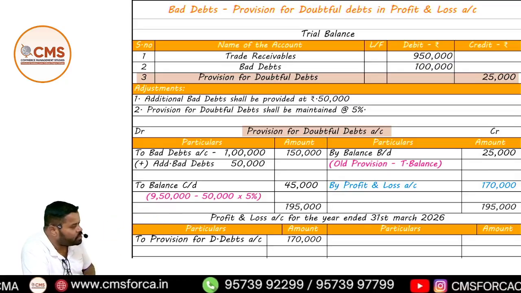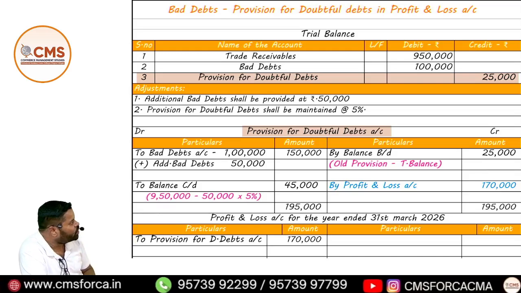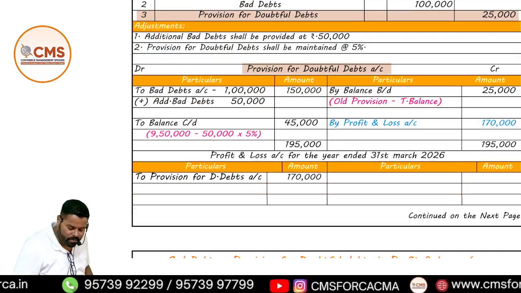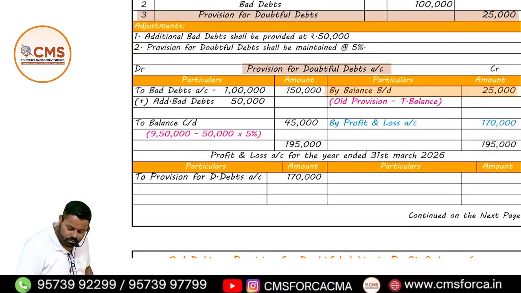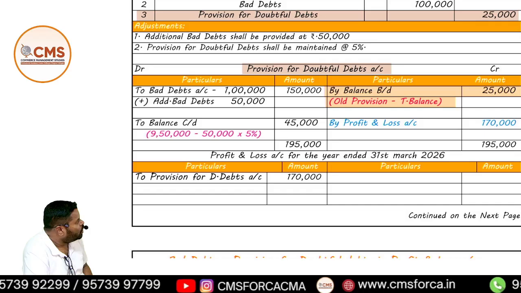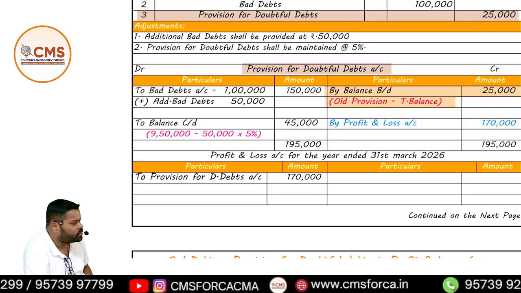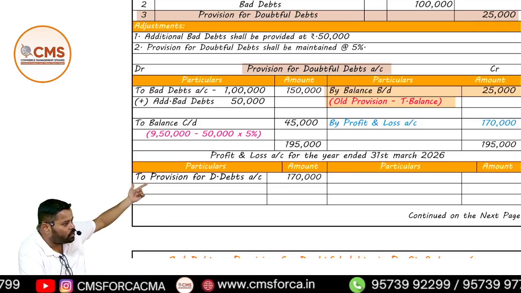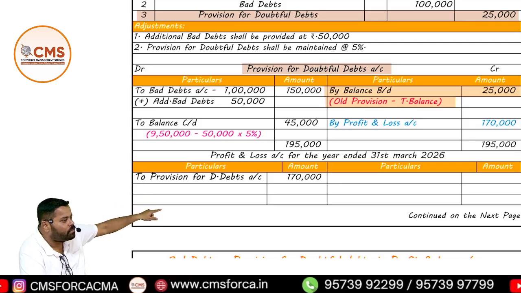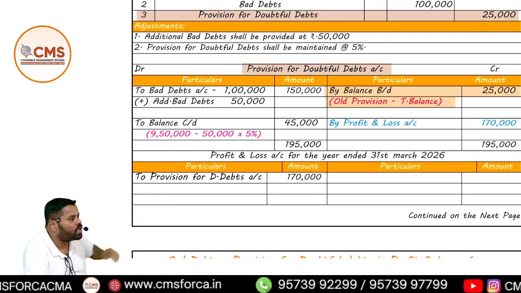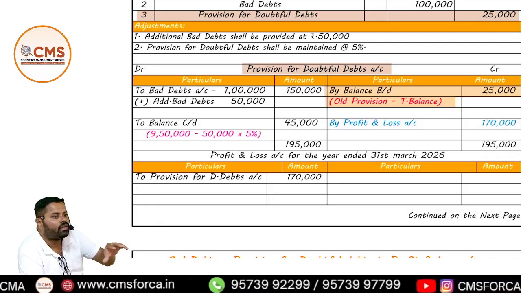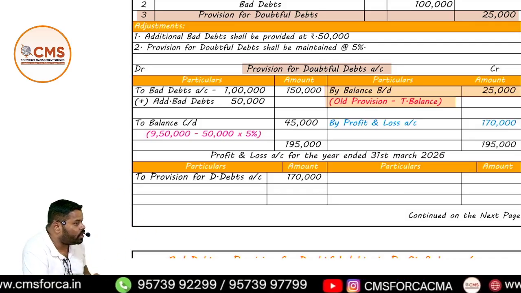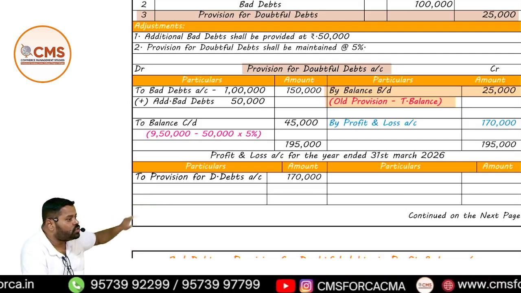What is the opening balance that is there? 25,000. Where do I write it? By balance brought down, I will write 25,000 opening balance. From where did I take it? Old provision, trial balance. Instead of closing this bad debts and additional bad debts in the P&L account, I will close them in my provision account. Which means don't write that bad debts 1 lakh and additional bad debts 50,000 in your P&L account. Write it in your provision for doubtful debts account.